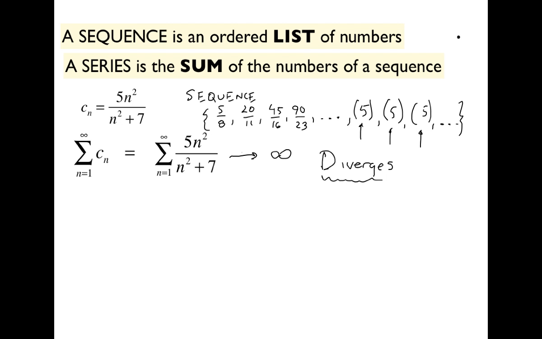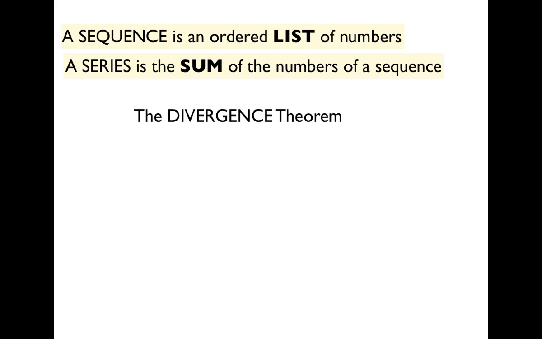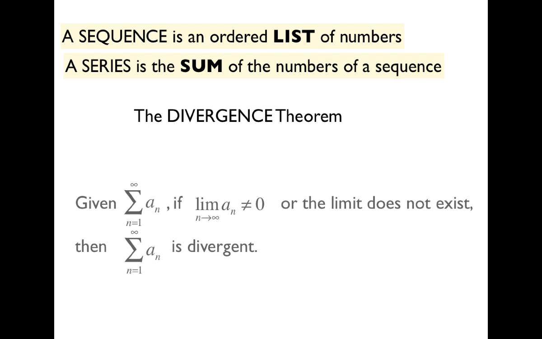Okay, so this brings up what's called the divergence theorem. This is the first really important thing about series, because it has to do with giving a series a chance to converge. So we'll state it and then we'll talk about it. The divergence theorem says, given a series, if the limit of the sequence does not equal 0, or the limit does not exist, then the sum can't add up to a single value.